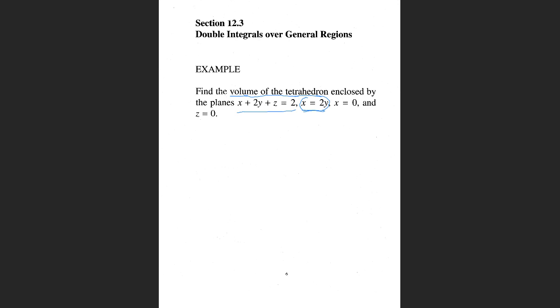Because if you think about x equals 2y, the z is unbounded. That's exactly right. So this plane goes up and down along the line x equals 2y, or y equals x over 2.